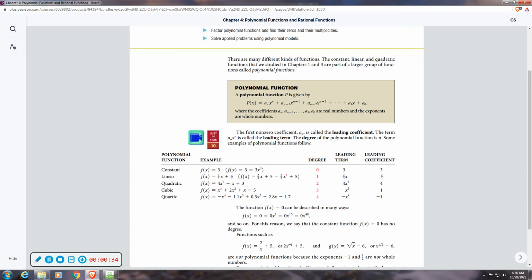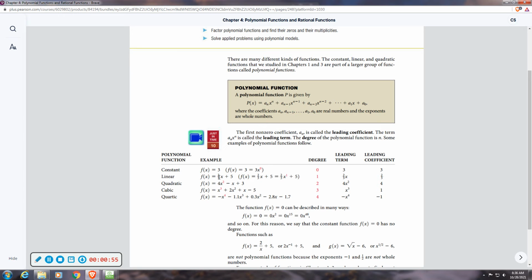Linear will make a straight line. A constant is just a number. It shows you the variable x to the 0 power. Anything to the 0 power is 1, and so you'd just be multiplying 3 times 1. So it's just a constant. They show you the degree, which you need to be familiar with. The degree is the highest exponent in that equation.